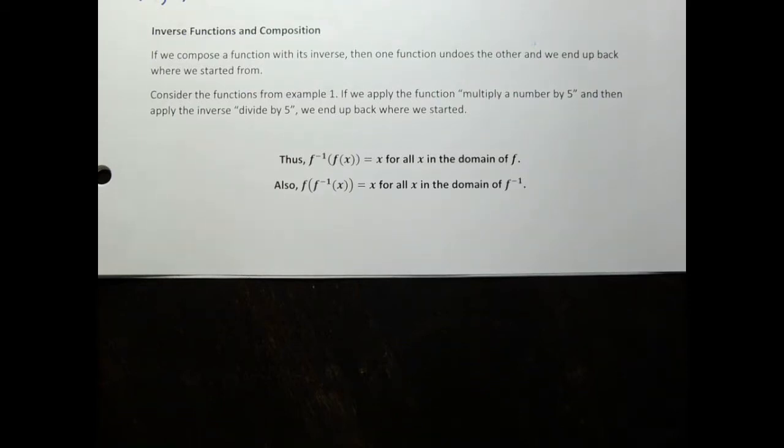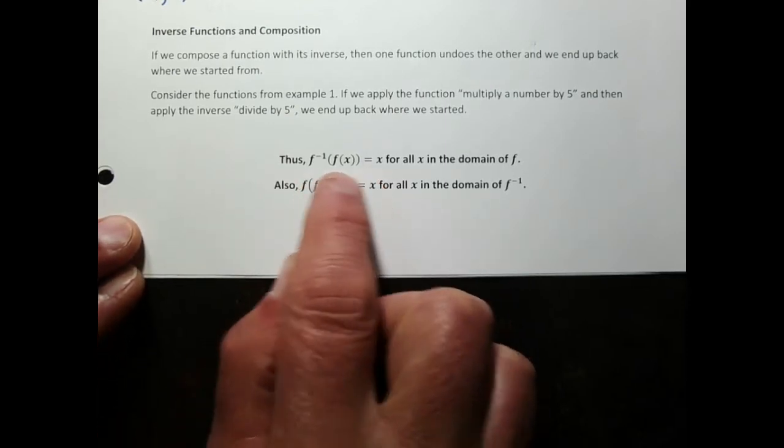So we have one last item here on the inverse function handout, and it has to do with composition of functions. If we compose a function with its inverse, then one function undoes the other, and we end up back where we started from. Well, if you plugged in x and applied a function and then the inverse, you'd end up back with x after composing those functions.